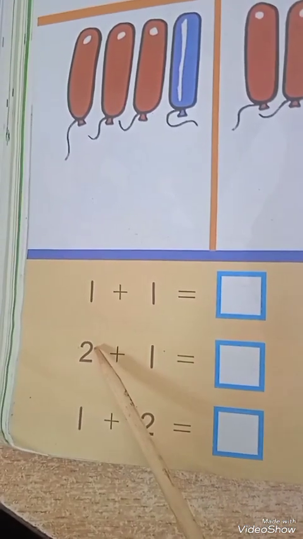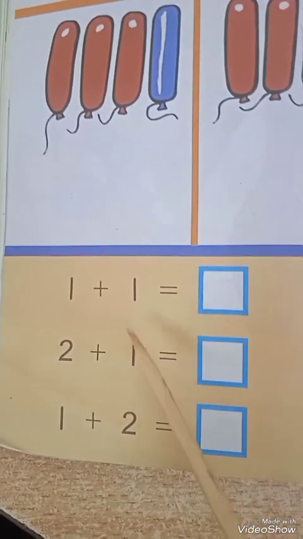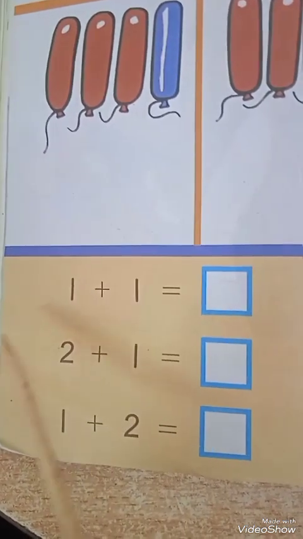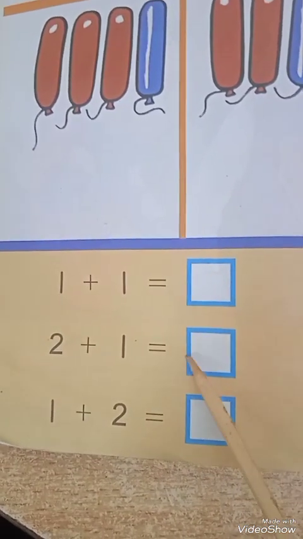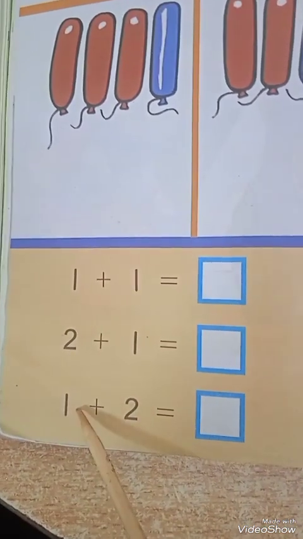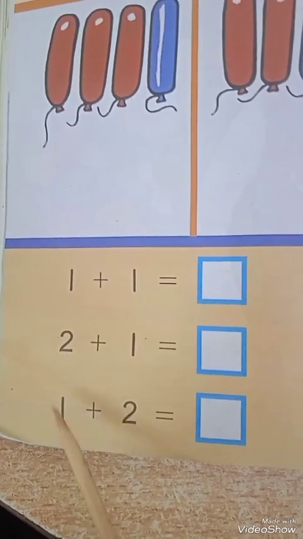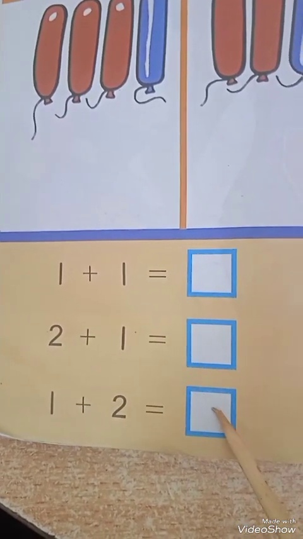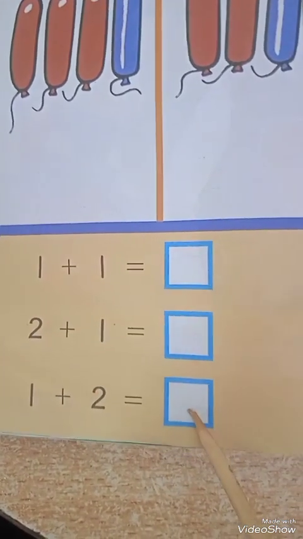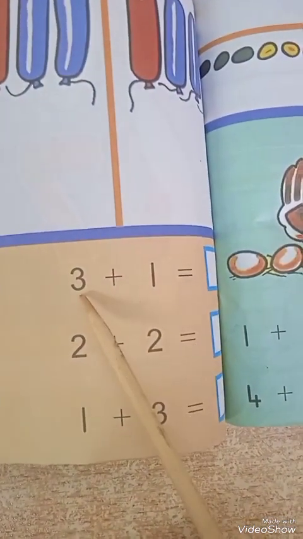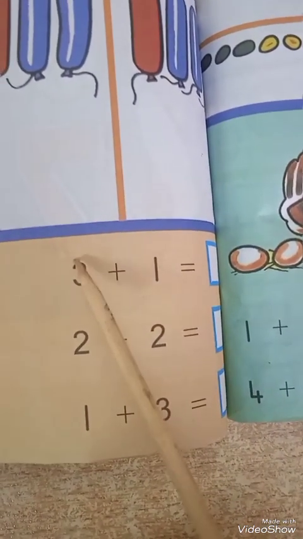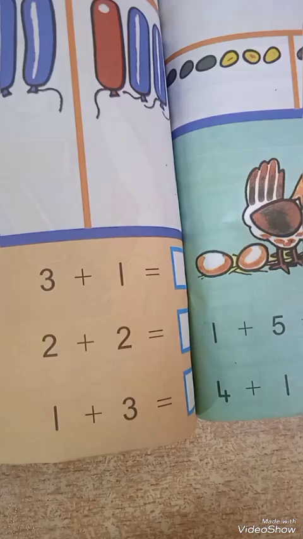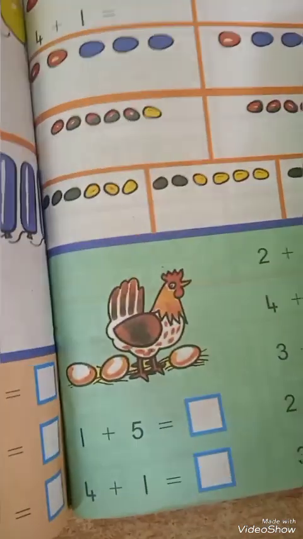Then you have to draw two objects and then you have to draw one object. And after drawing the object you will count them all together and then you will write here. Same with this one, you will draw object over number 1 and then number 2. Then you will count them all together and after counting them you will write here. Then we have to add 3 and 1. You will draw 3 objects. Then you will draw 1 and you will write here. Same with these 2.